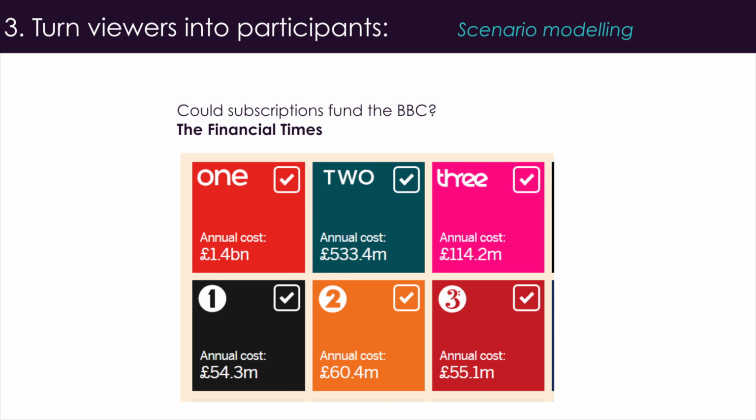The other example is from the Financial Times. They asked people to choose which parts of the BBC would you choose to keep, and then it showed viewers how those different decisions would affect the licence fee that you'd need to pay.